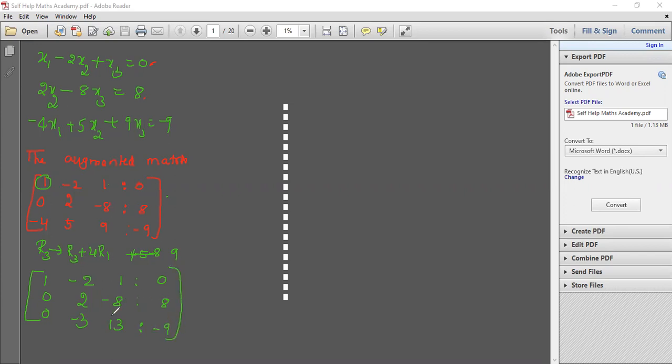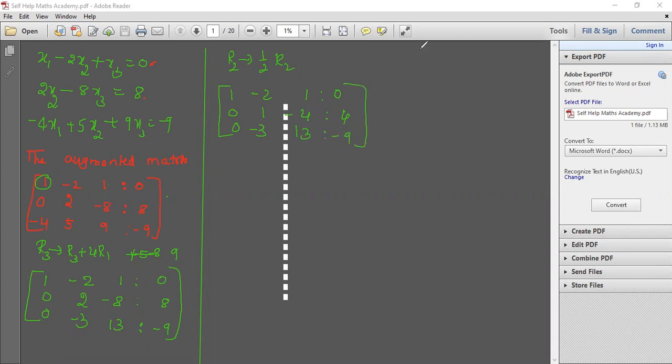Okay, so now what we do, clearly you can see that from R2 I can take this 2 out. So I will just take the 2 out from this R2. Clearly, from R2 we'll be taking this 1 by 2 times of R2. So what we get here, you can see R1 as it is, 1, minus 2, 1, 0, and here it is 0, 1, minus 4, 4. This is 0, minus 3, 13, minus 9.